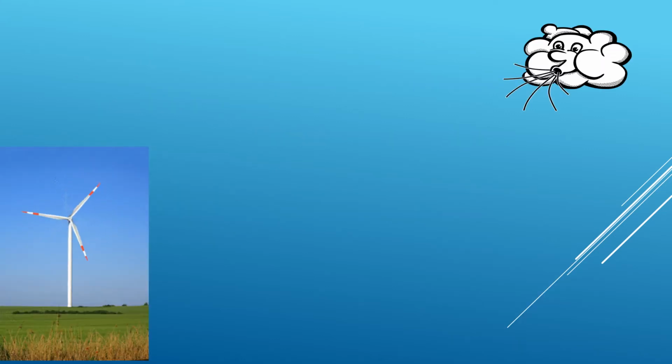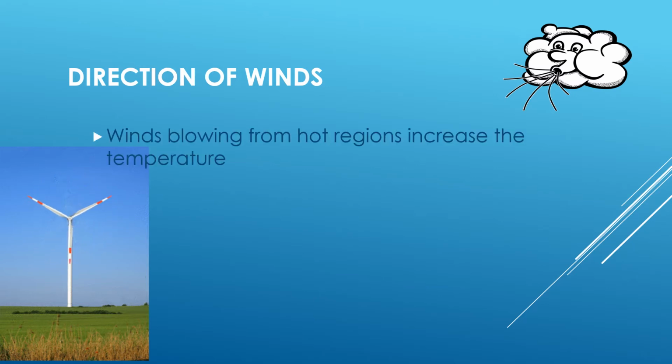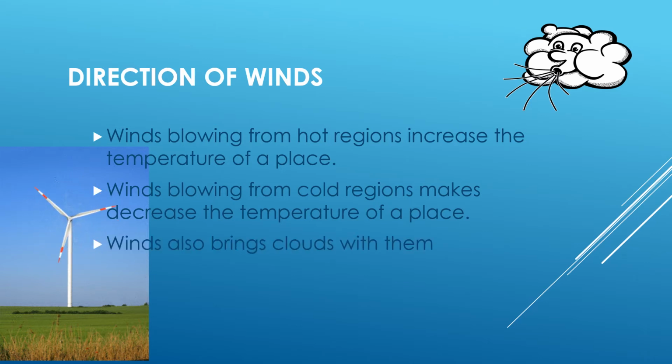Now the next factor is the direction of the winds. We need to remember that winds that blow from hot regions increase the temperature of a place. That means if a wind is coming from a hot region, it is obviously hot, so it will make the place hot. Whereas winds which blow from cold regions decrease the temperature of a place. If they are coming from a cool place, they will make the place cool. Winds also bring clouds with them and they are responsible for the rain.